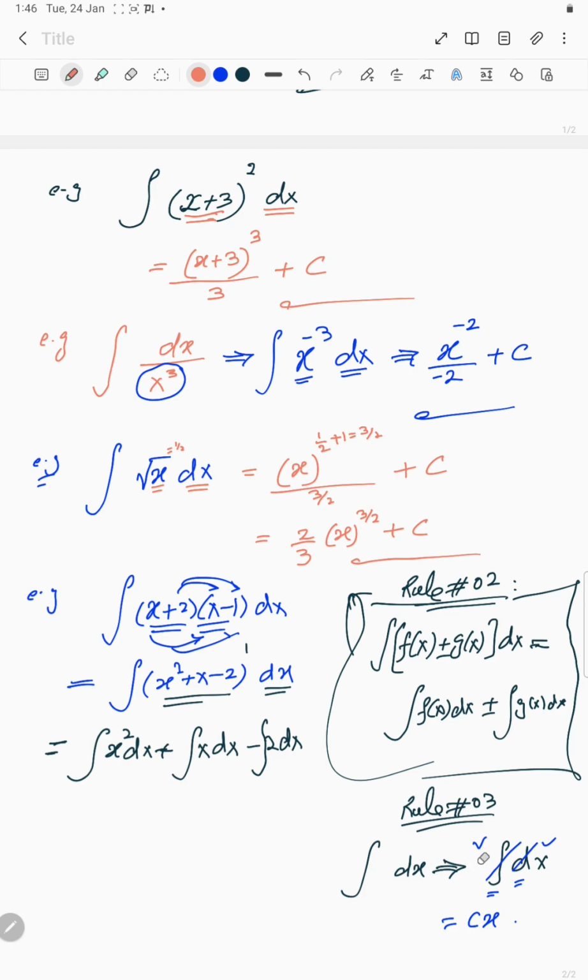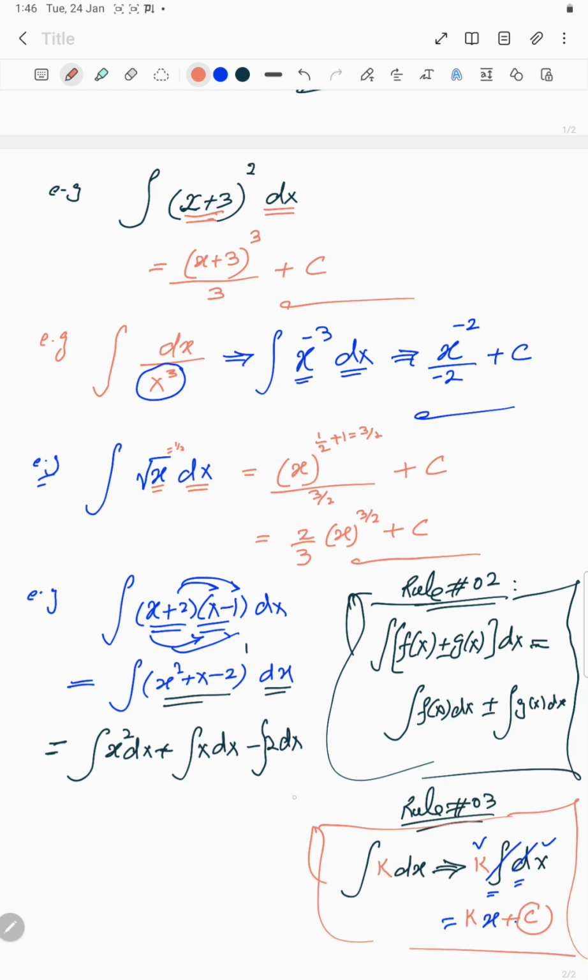K is a constant, right? Here I'm going to write integral k d of x equals kx plus c. Here k is a constant and you know c is a constant of integration. I hope you cleared it. Let's see a few examples to help out with this.